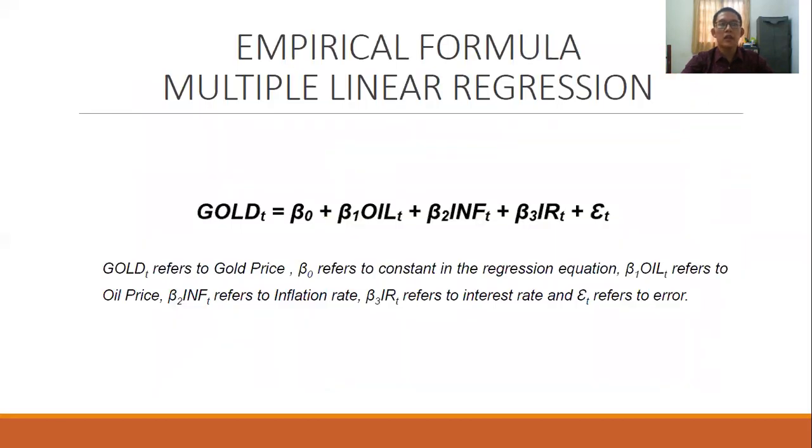This is the empirical formula for the MLR. Gold_t equals beta 0 plus beta 1 plus beta 2 plus beta 3. Gold_t refers to gold price, which is the DV. Beta 0 refers to the constant in the regression equation. Beta 1 refers to the first IV, which is oil price. Beta 2 is inflation rate. Beta 3 is interest rate.